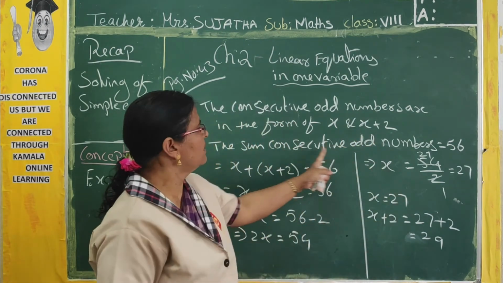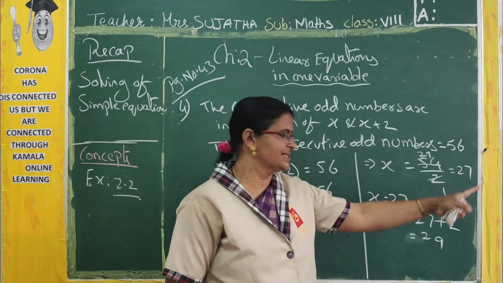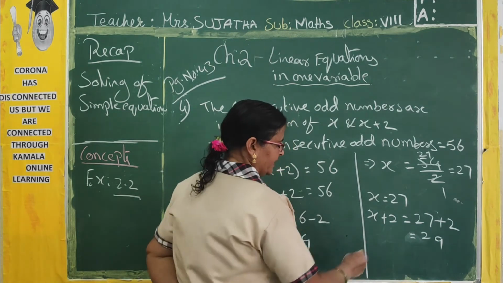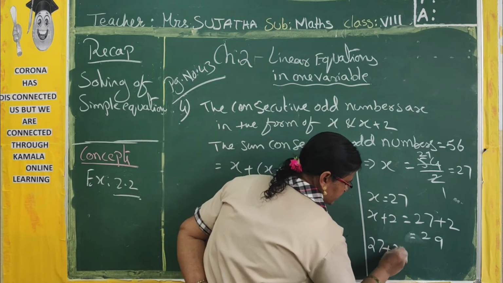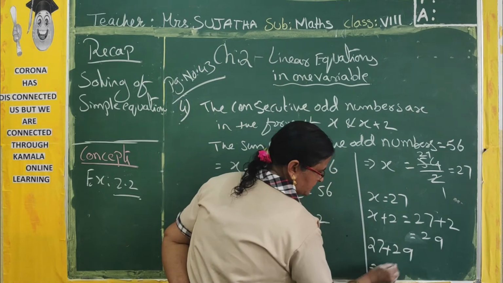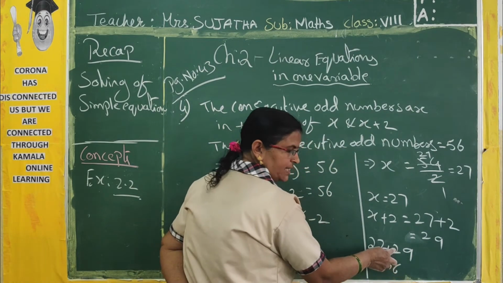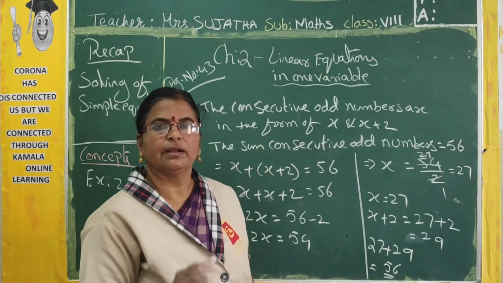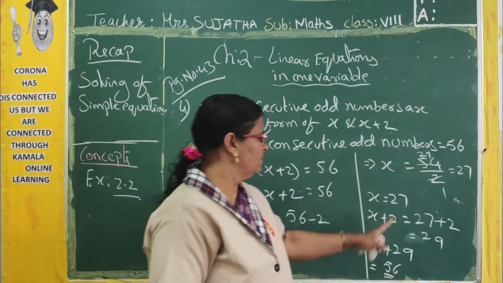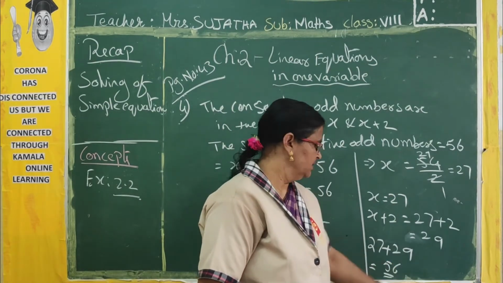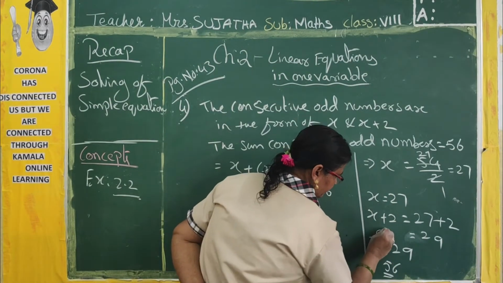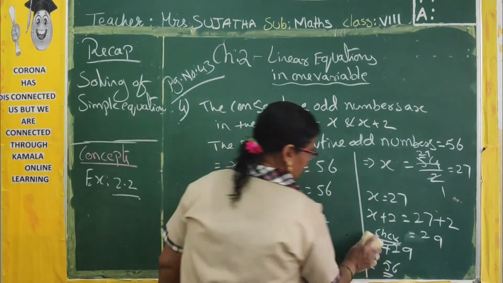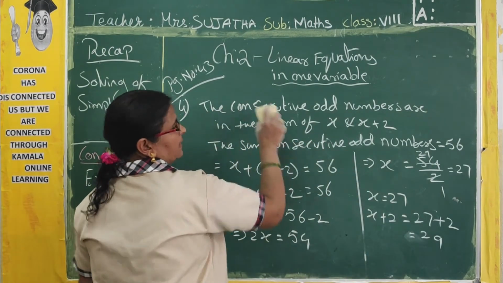What is given? Sum of two consecutive odd numbers is 56. So add 27 plus 29. Are you getting it correct or not? 7 plus 9 is 16, 1 carry, 1 plus 2 is 3, 3 plus 2 is 5. So 56. Understood? So what are the consecutive odd numbers? 27 and 29. This is checked, you can write.